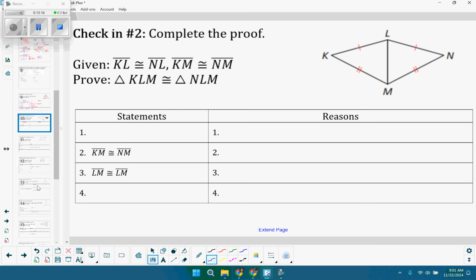So here's check-in number 2. You can pause now and try it. Answers are posted on Classroom.